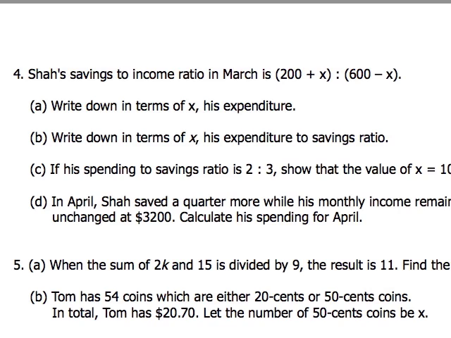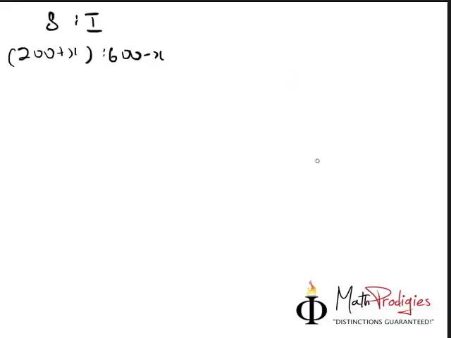The question asks you to write down in terms of x his expenditure. In order for you to do this, you must understand one thing, and that one thing is that your income equals your savings plus your expenditure. Do you get this part? Think about it. Anything you get from your income, from your money that you have, you either spend it or you save it. Of course, a rich person would invest it, but in this case, we are not rich.